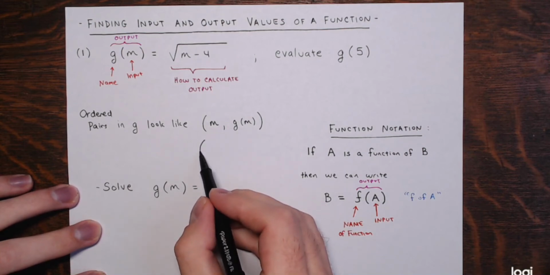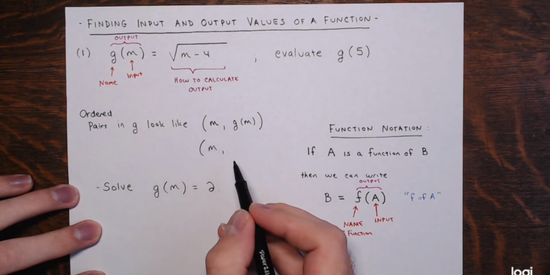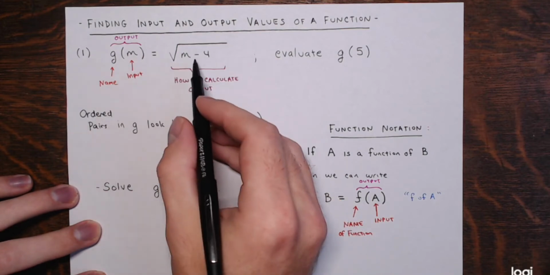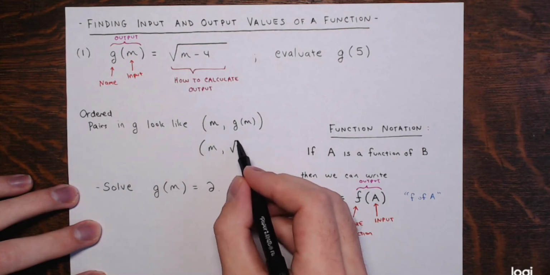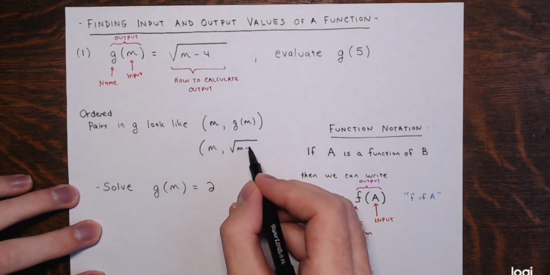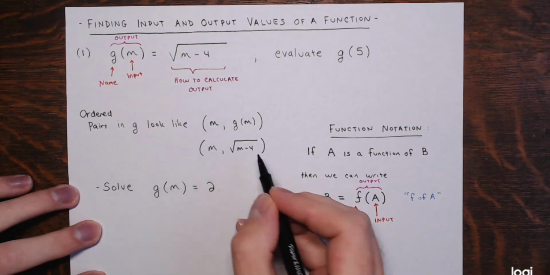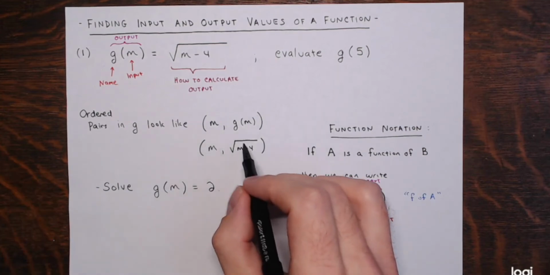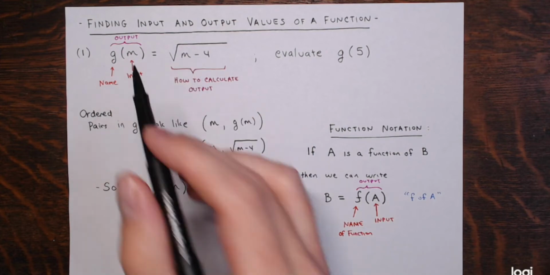Or input m, and then, again, this other side, how the output is calculated, also represents the output. Square root of m minus 4. You could also say every ordered pair is going to look like that as well, because g of m and the square root of m minus 4 are equal. They represent the same stuff.